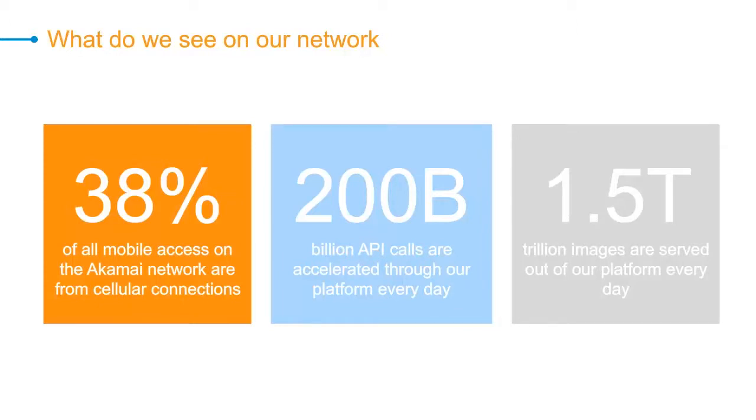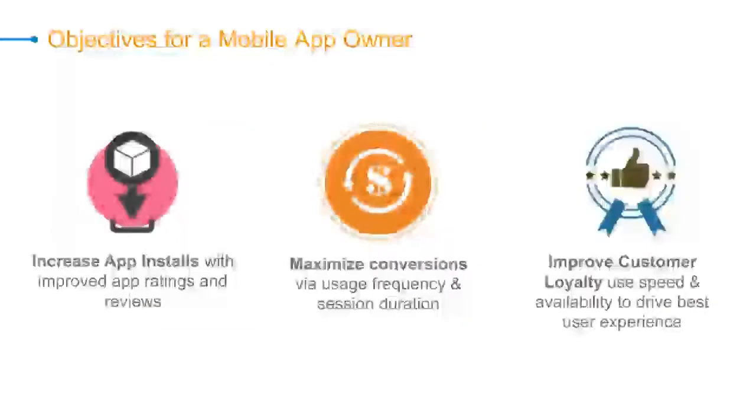Now, moving on to what are the KPIs that we're actually helping improve for a mobile app owner. There are three main pillars that we look at helping a mobile app business owner with. One is obviously increasing your app installs. Second is how we help maximize conversions for you. And the third piece is that by improving mobile app performance, your users have a really good experience in your app, thus driving customer loyalty.